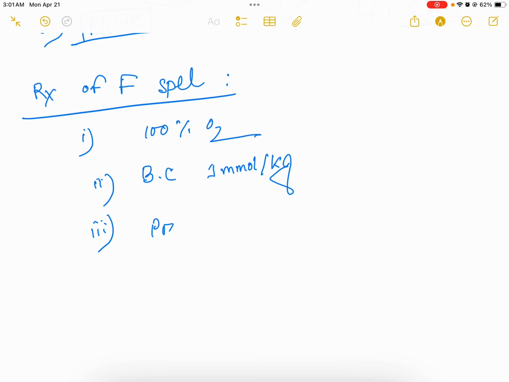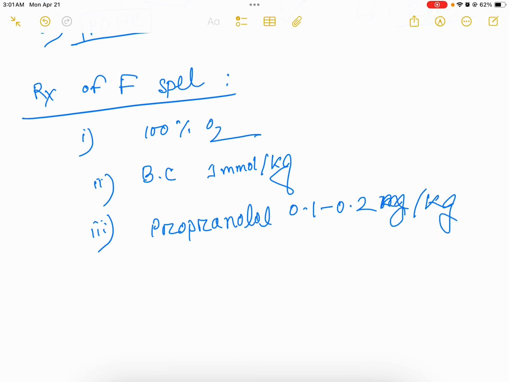Number 3, propranolol 0.1 to 0.2 milligram per kg IV, especially when severe spells are accompanied by tachycardia. Keep the child calm, and unnecessary blood tests and maneuvers should be avoided.